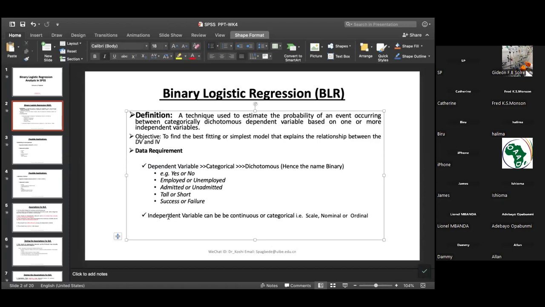We did mention the fact that the independent variable can either be continuous or categorical. So continuous variables are usually measured as scale, while the categorical ones could be quantified as either nominal or ordinal variables.